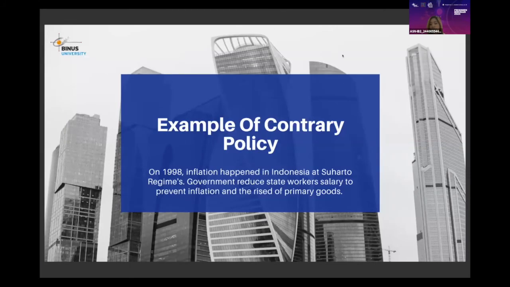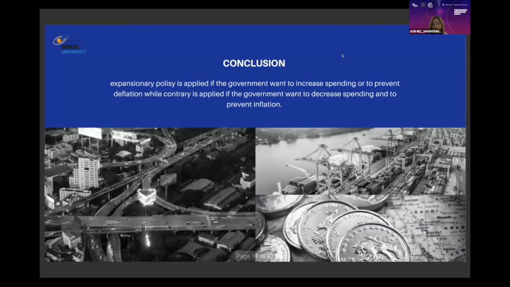Example of contrary policy: in 1998, inflation happened in Indonesia under Suharto's regime. The government reduced state workers' salary to prevent inflation and the rise of primary goods. So the conclusion is, expansionary policy is applied when the government wants to increase spending or to prevent deflation, while contrary policy is applied if the government wants to decrease spending and to prevent inflation.